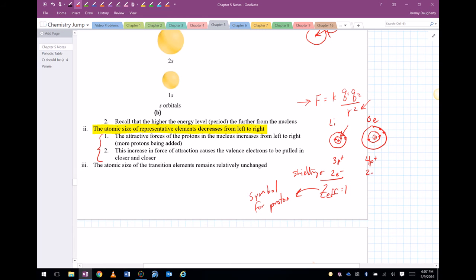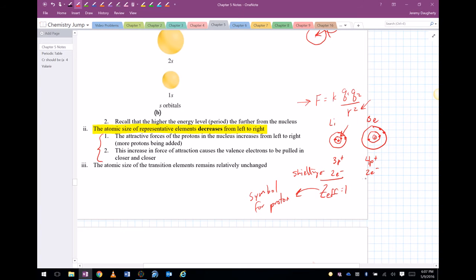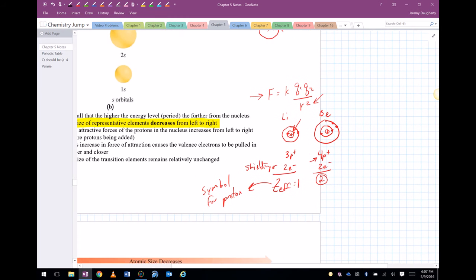It's got 2 shielding electrons. So that means its Z effective is 2. It's twice as effective. So what happens is these protons, there's more protons, will pull in the electrons with a greater force of attraction. Let's skip over to boron.